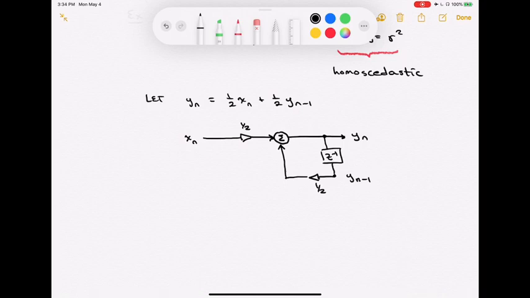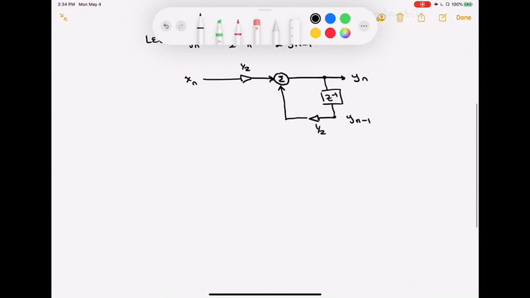We have an input, that's our original sequence, our original stochastic process, x of n. It's getting multiplied and added to a feedback term from the output sequence, y of n. So we have a new sequence, y of n, and we'd like to know something about the characteristics and behaviors of that new sequence.